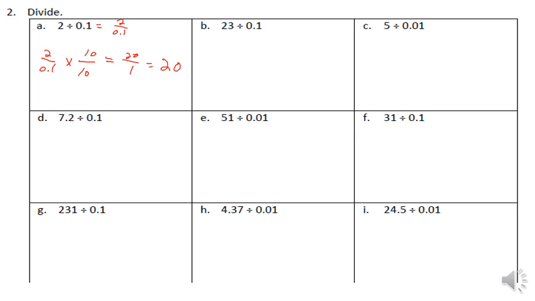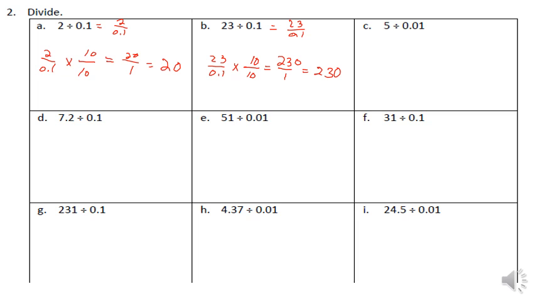Now, 23 divided by 1/10. Once again, rewrite it as a fraction. So now we have 23 over 1/10. And I'm going to move 1 decimal place. So I know I'm going to multiply by 10. And that's going to give us 230 over 1, which equals 230.